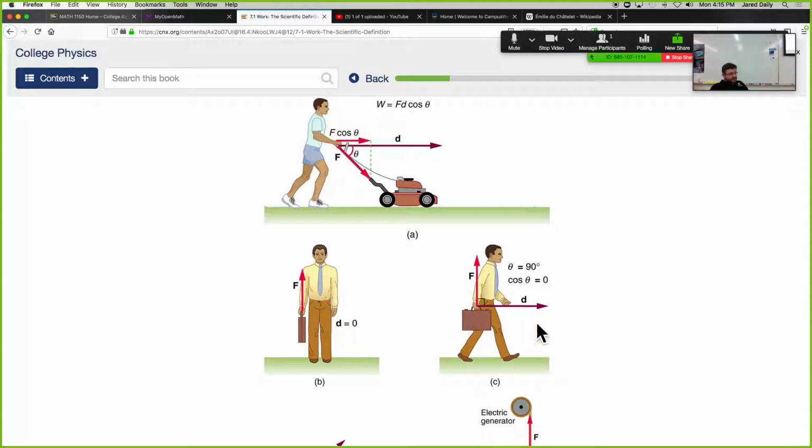Now, your feet are giving the briefcase energy, because your feet are pushing backwards on the ground this way, the ground is pushing forward on you this way, and you're moving the briefcase this way. So you're doing work with your feet, but not with your hand. Okay? That doesn't mean that your hand doesn't get tired. It doesn't mean that your arm doesn't get tired. It does. But it's not because of work that you're doing on the briefcase.